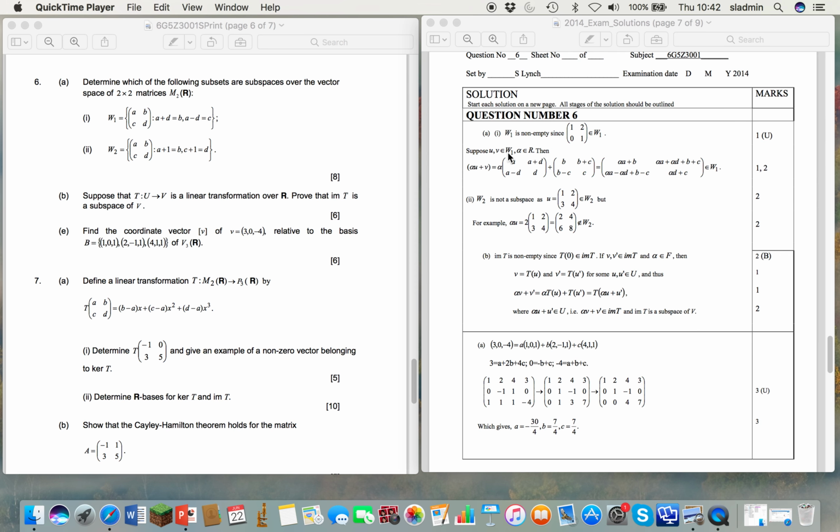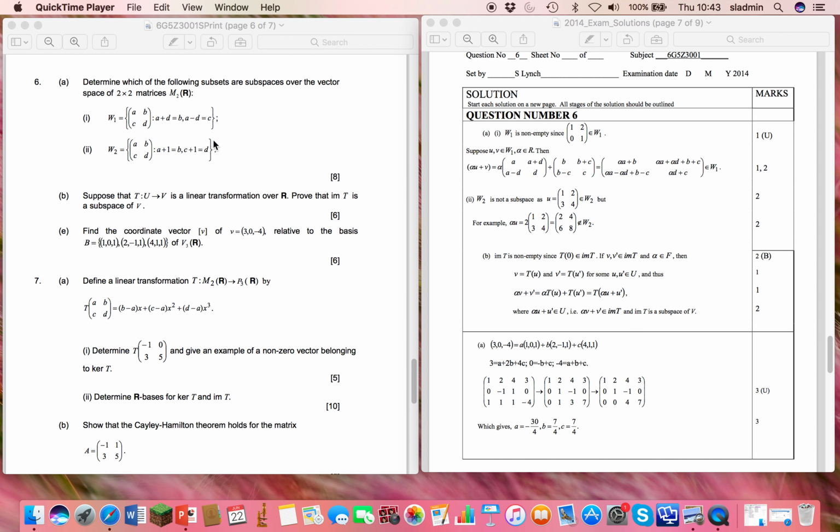Now we take general vectors belonging to W1. So this vector here belongs to W1 because it's in this form, and this vector is also in W1. You can see it's also in this form. So if we look at alpha u plus v, it gives us a vector in this form, and again you can see that this element plus this element gives you this, and this element take away this element gives you this. So therefore W1 is a non-empty subspace of M2 over R.